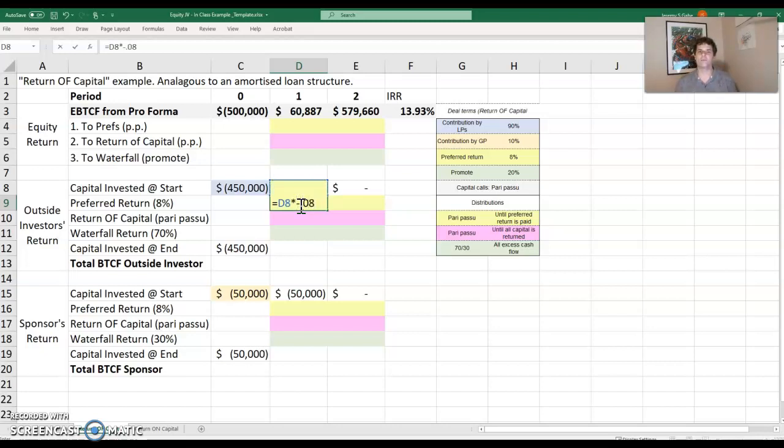We promised them 8%. So our outside investors will receive a payment of $36,000. Our sponsor will receive a payment of $4,000. So that is 8% on the money that they had currently invested. Now let's see how much we've just paid out. So that takes $40,000 of our money that we have to distribute. So what's left over? $20,887.